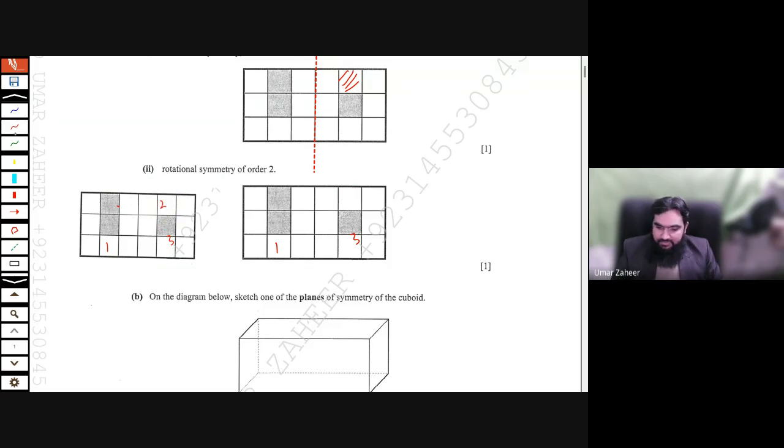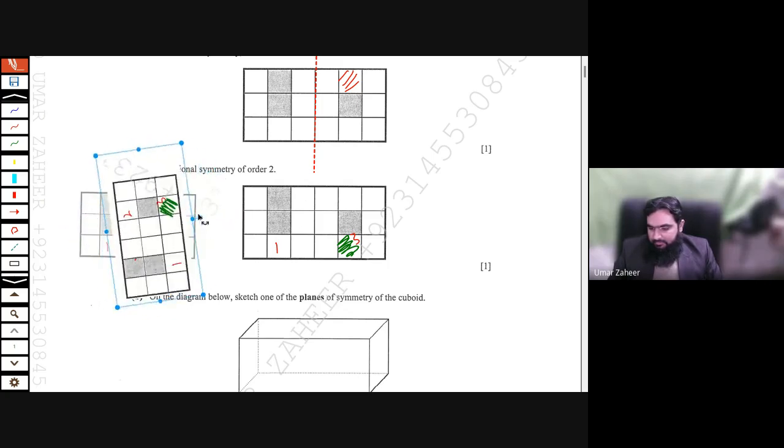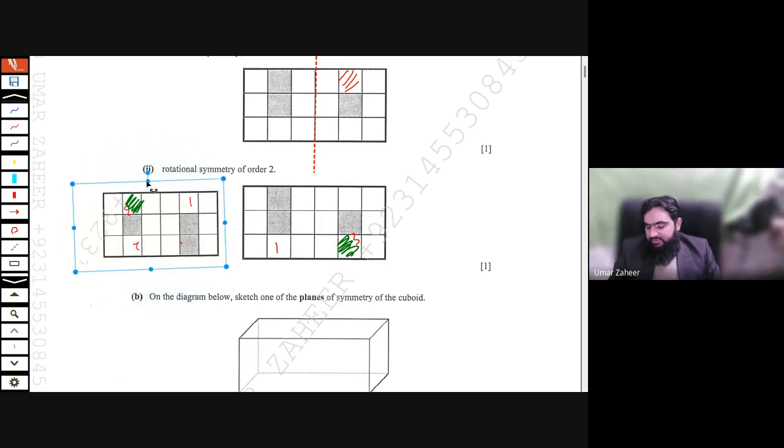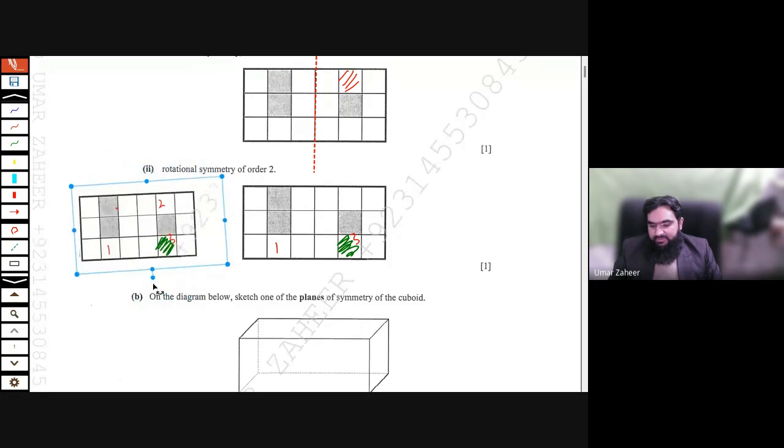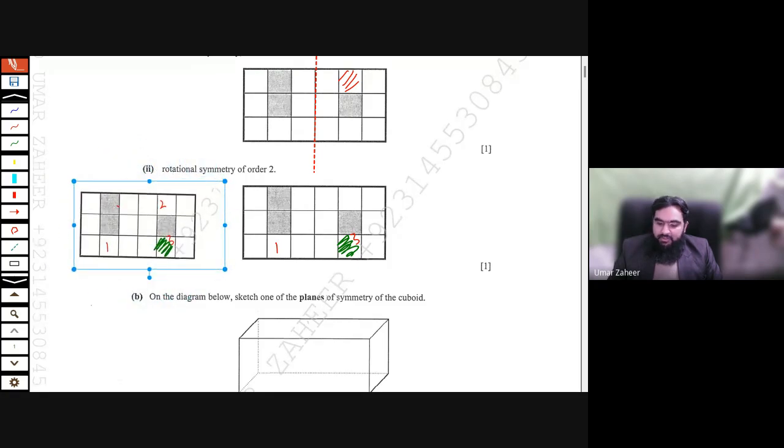Now let's see how to try 3. Let me rotate it. So look here. It is going to be exactly the same after 180 degrees and back at 360 degrees. This means the order of rotational symmetry is going to be 2. So this is the right block that you have to shade. Yes, everyone, is it clear?